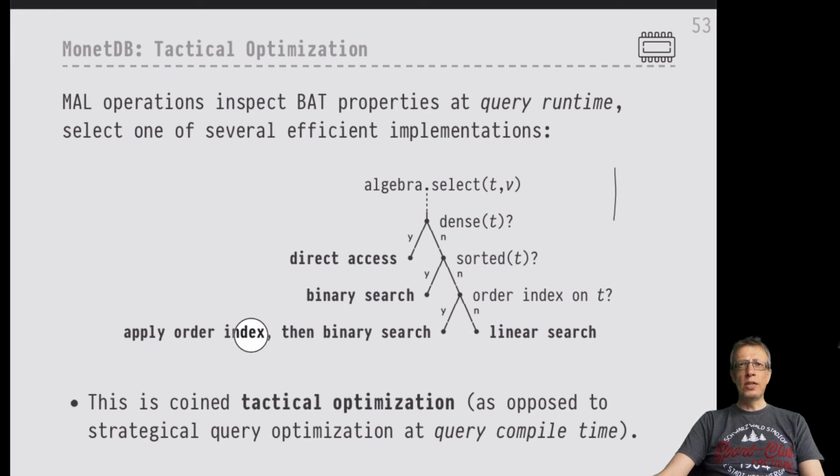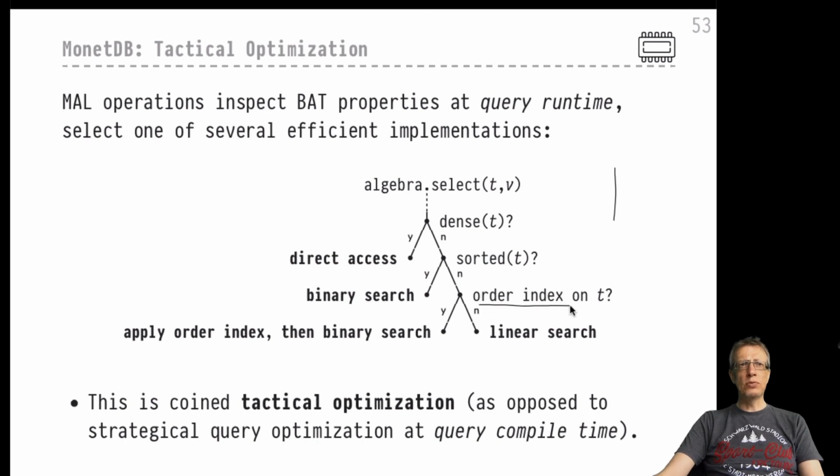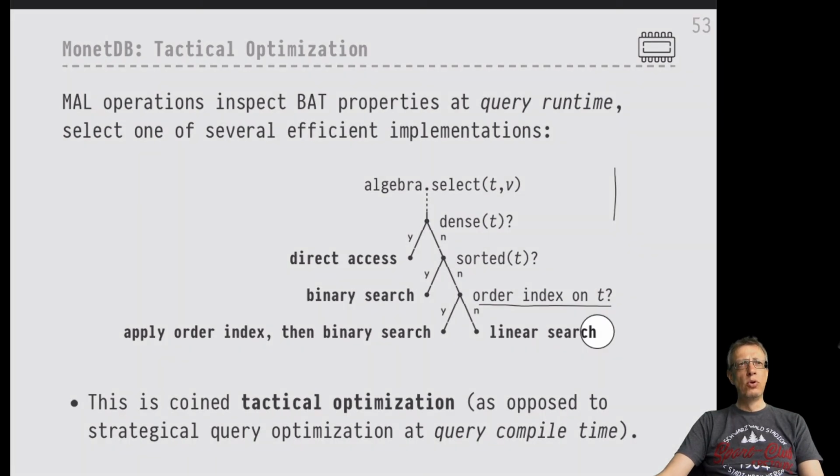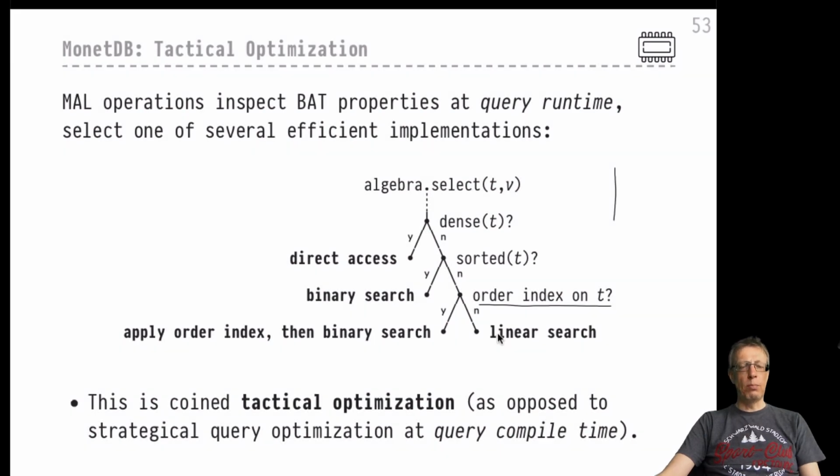First, use the order index to temporarily restore a sorted order. And on that ordered column, we could then use binary search. All right, but that, of course, would rely on the presence of such an order index. We will talk about this. If all else fails, then we have to do a full scan of the tail column of the BAT, to find all the rows in which the value might be v. All right, so that would be the exit strategy here, the least favorable case at the bottom of this decision tree.